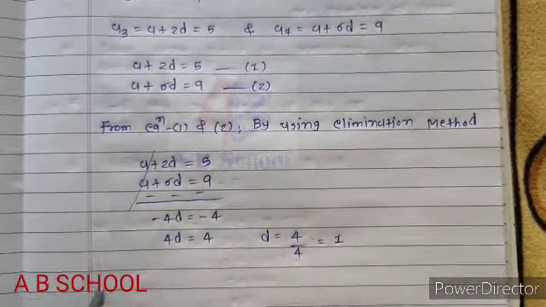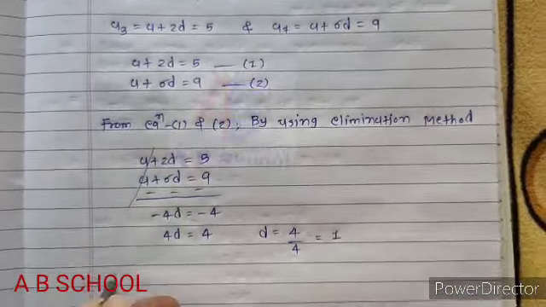Now from equation number 1, A plus 2 times D is equal to 5. A plus value of D is equal to 1 is equal to 5. A plus 2 ones are 2 is equal to 5. So A is equal to 5 minus 2 is equal to 3.